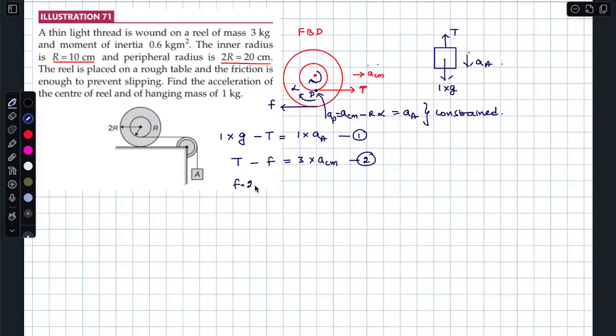F into 2R minus T into R is equal to moment of inertia, given 0.6, times alpha.